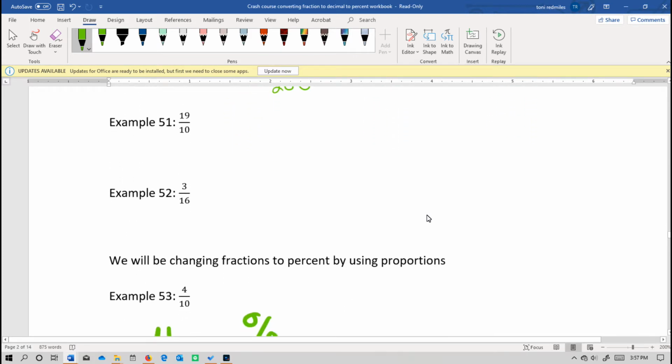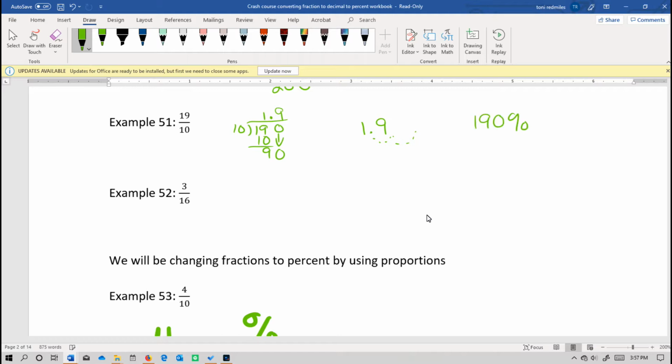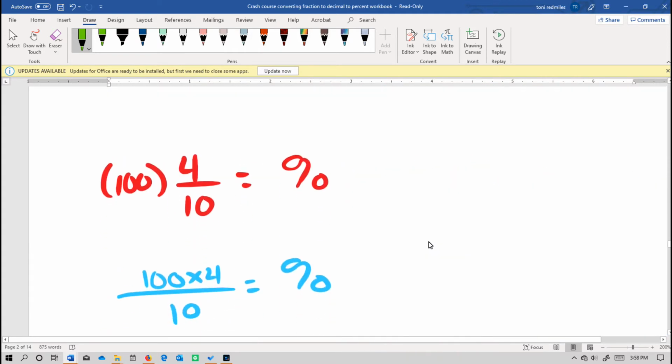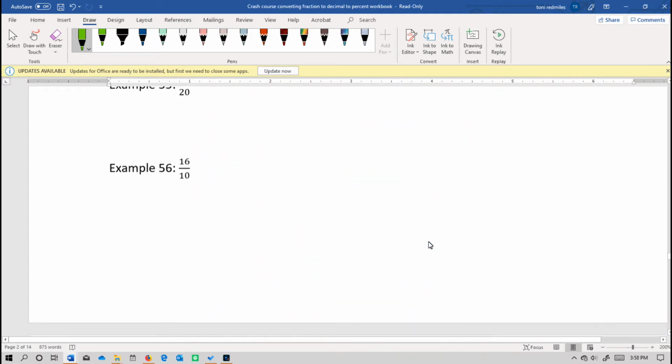We're getting there, I promise. All right, 19 is on the inside, 10 is on the outside. 10 can go into 19 one time, leaving me a remainder of 9. Put my decimal, drop it down, 1.9. I think we got that already. But if I move that 2 places, I'm going to have to add in a 0, giving me 190%. One more in this set, and then we just have these to do. Okay.